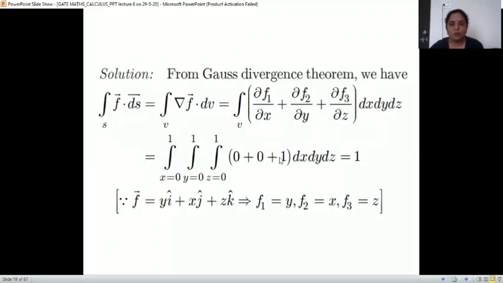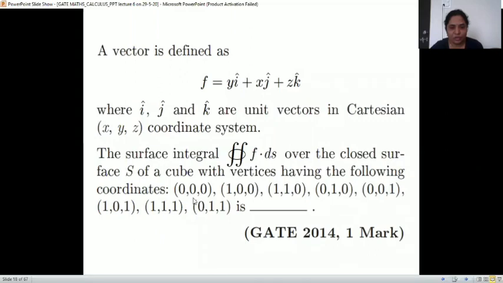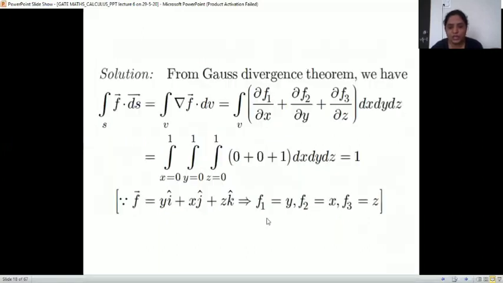So this is 1 dx dy dz. And we know all of these are varying, coordinates are given. It is a cube, and all the coordinates of the cube are given. So everything is varying from 0 to 1, right? So x is from 0 to 1, y 0 to 1, z 0 to 1, and 1 dx dy dz.